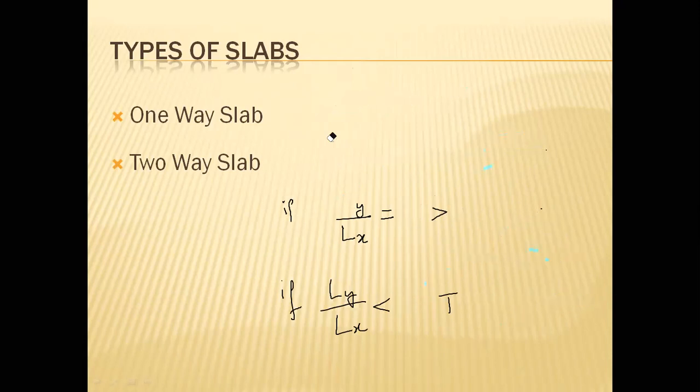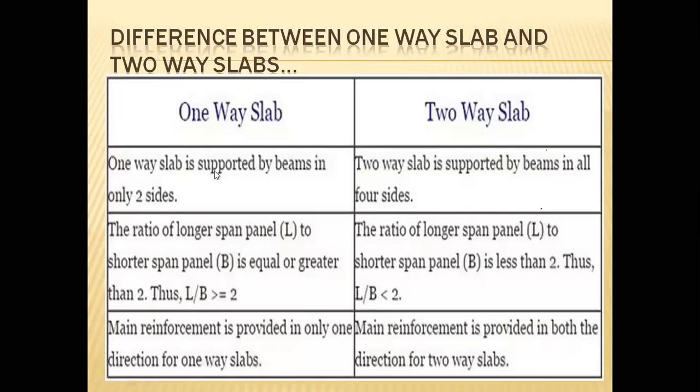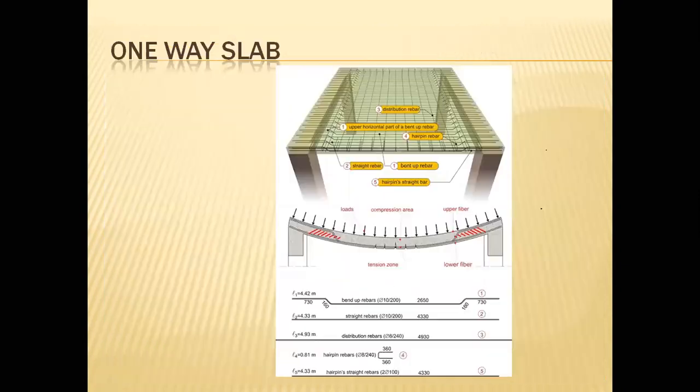Now, one-way slab is supported on beams only on two sides. Two-way slab is supported on all four sides. In one-way slab, the longer span by shorter span ratio is greater than or equal to 2. And in two-way slab, the longer to shorter span ratio is less than 2. Main reinforcement is provided only in one direction in one-way slab, but in two-way slabs, the main reinforcement is provided in both directions.